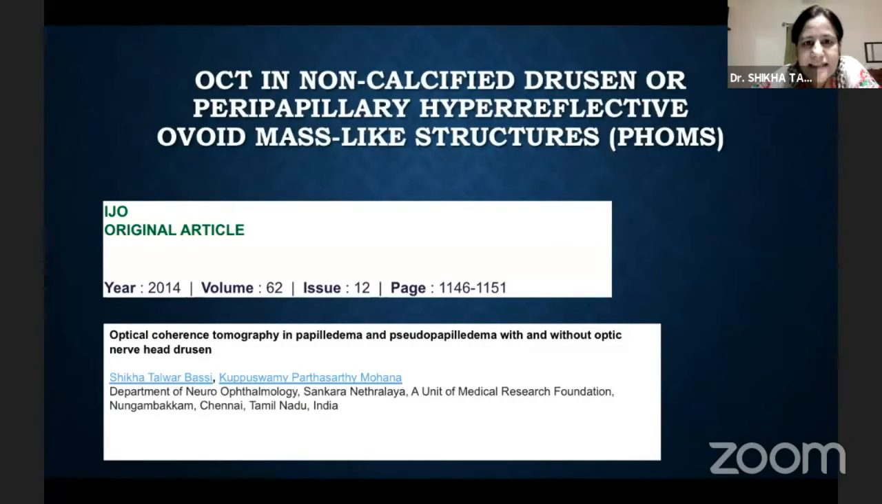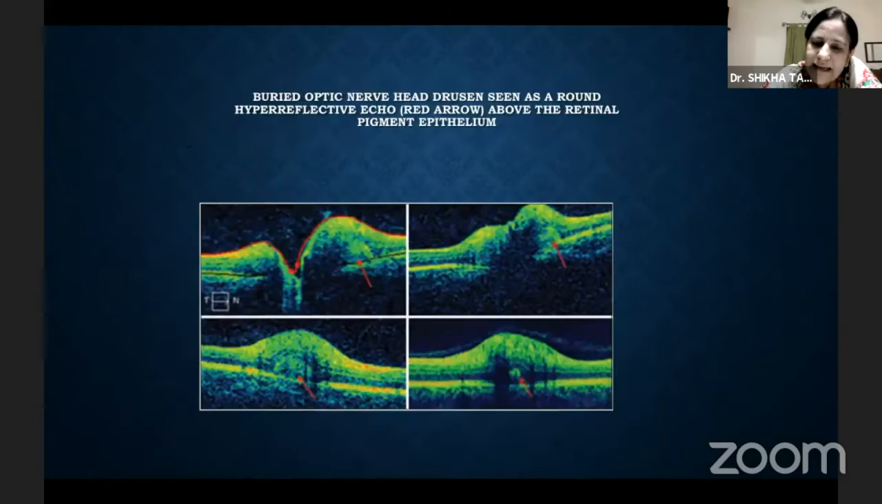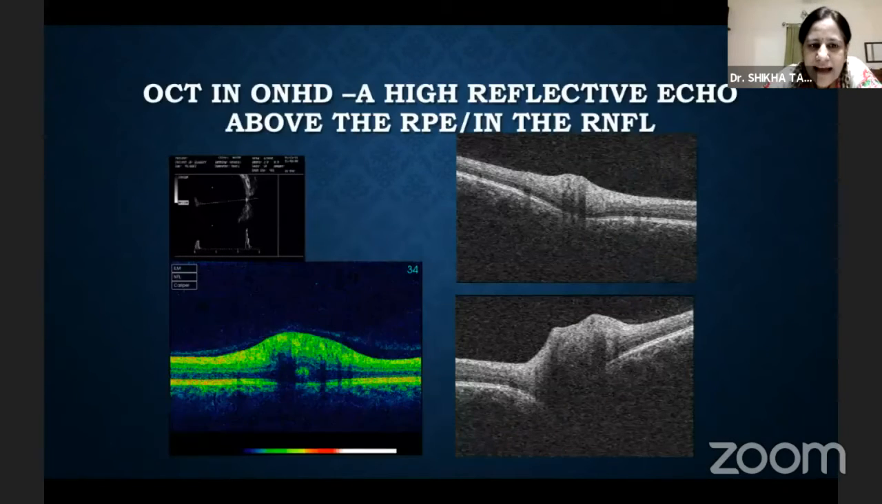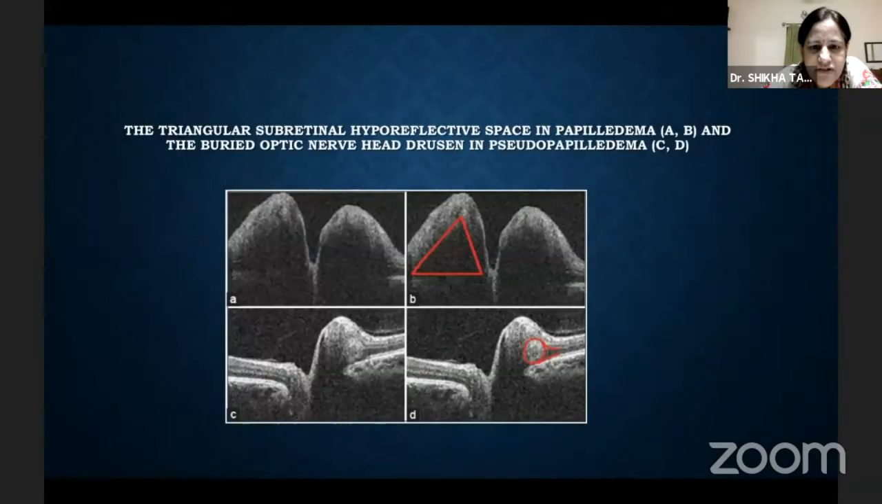Now, coming to the OCT in non-calcified drusen, we published this paper where we claimed that we could directly view the optic nerve head drusen as hyperreflective masses above the RPE. And these are some more images. And we also said that in case of true edema, true papilledema, there was a triangular hyporeflective area.